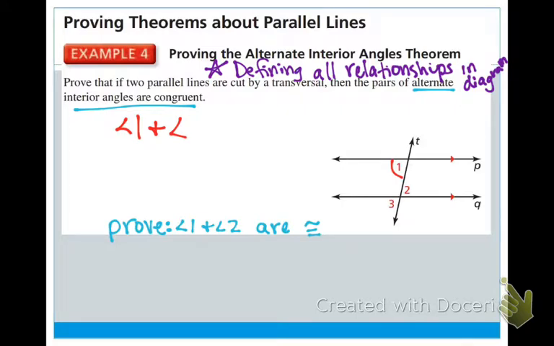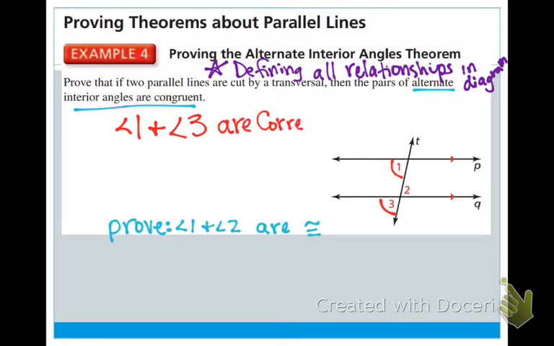We're trying to prove that angle 1 and angle 2 are the same measure. But let's try to prove a relationship about angle 1 and angle 3. Do angle 1 and angle 3 have a relationship? Yes, they do. What relationship do they have? They're corresponding, which makes them congruent.